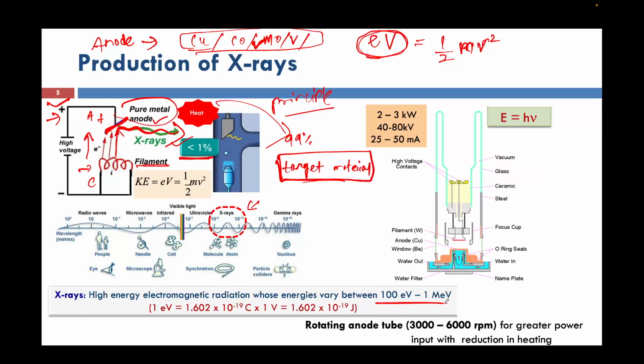Okay, and 1 electron volt, when we are trying to convert it into joule, which is the SI unit, then you can see coulomb into volt. So 1 electron charge is 1.602 times 10 to the minus 19 coulomb, into 1 volt, which gives 1.602 times 10 to the minus 19 joule. So this is the fundamental definition of X-rays, and here X-rays are the electromagnetic spectrum whose wavelength lies between 10 to the power minus 19 to 10 to the power minus 11 meter.